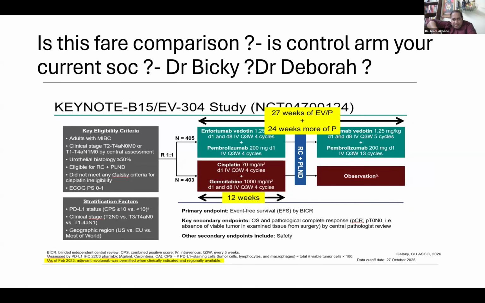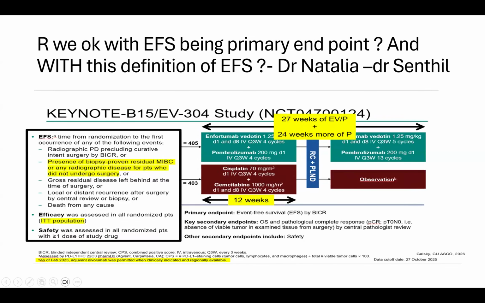So is this your current standard, the control arm is your current standard of care, or you're okay with this? So now we have, as our current standard of care, neoadjuvant chemotherapy, followed potentially by adjuvant immunotherapy. So I think that's what might be missing from our current standard of care. But of course, when these studies are designed, standards of care evolve with time. So I think this is expected as per the time of design of the study.